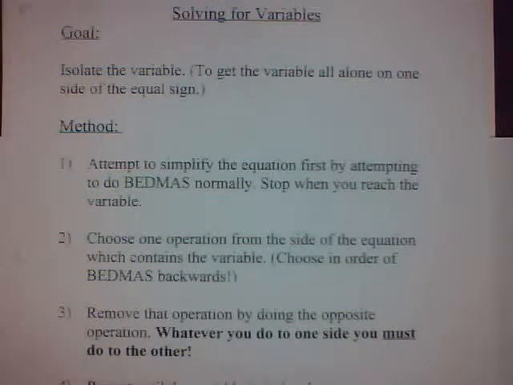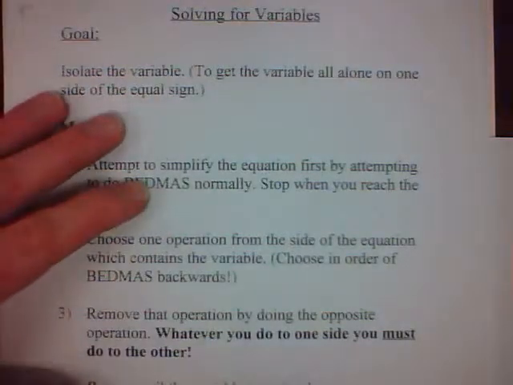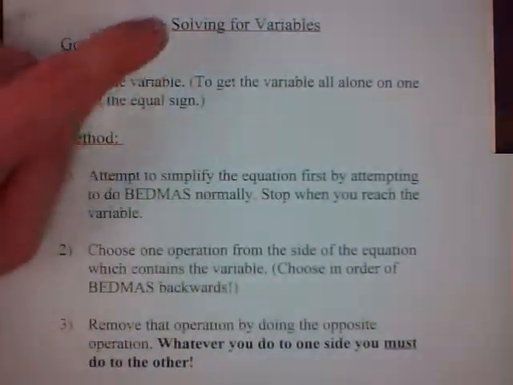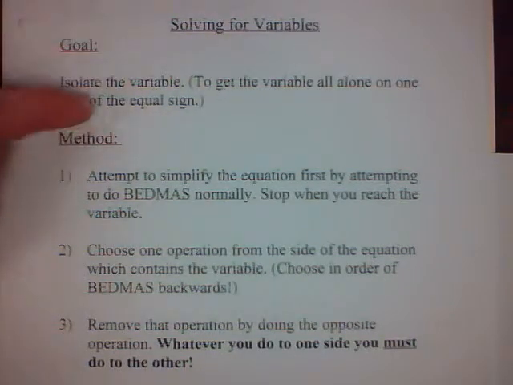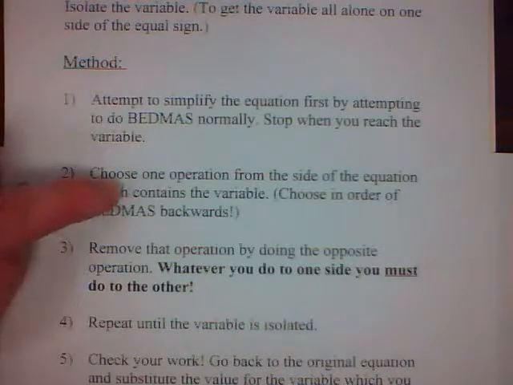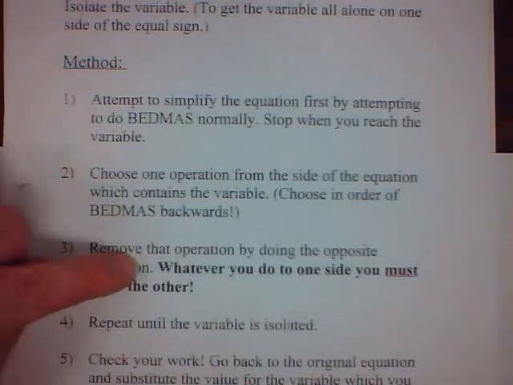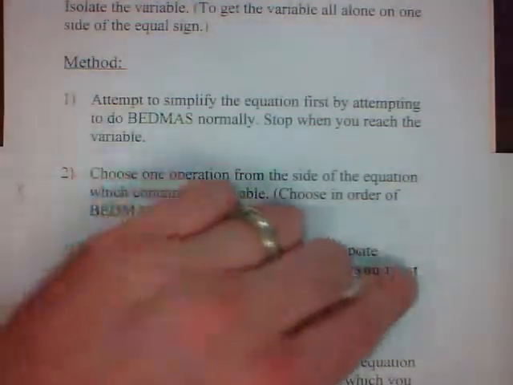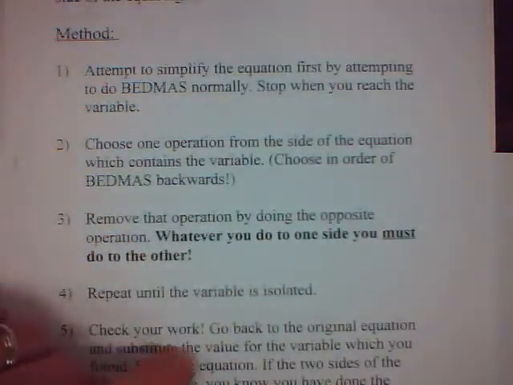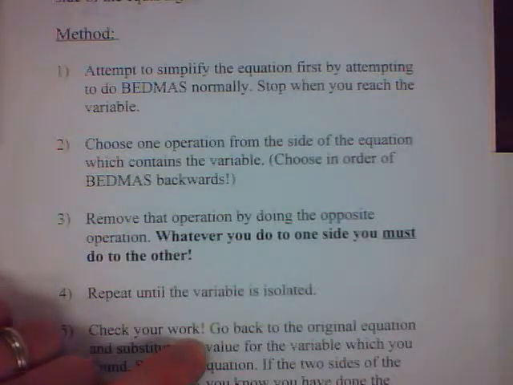In this session, we're going to continue to look at algebra. We've learned this earlier. We spent a lot of time on this. How to solve for a variable, our goal is to isolate the variable. The steps: attempt to simplify, choose one operation to get rid of, remove it by doing the opposite. Whatever you do to one side, you must do to the other, repeating until the variable is isolated, and then going back to check your work with left side, right side.